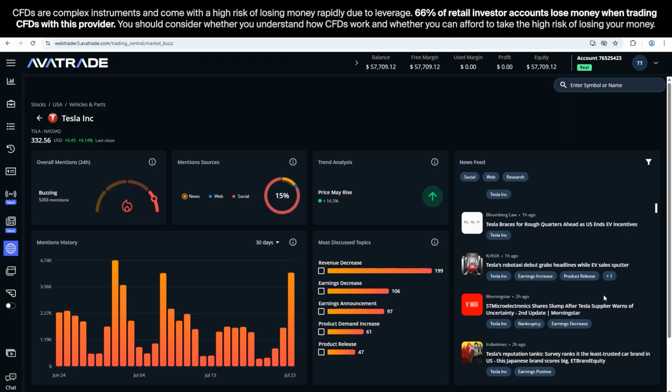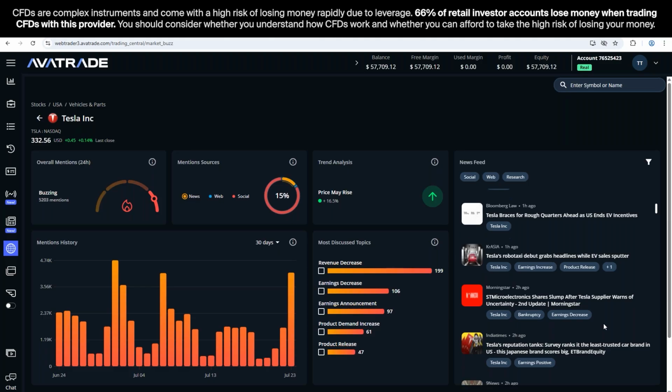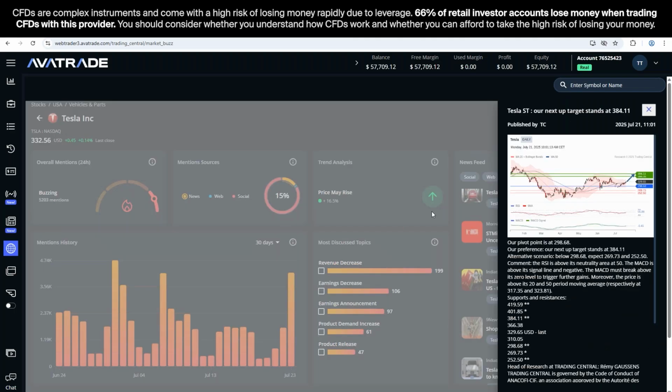So you can start to read on what's going on here. Tesla's reputation tanks. Survey ranks it least trusted car brand in the US. That's bad news. In the US market, Tesla's the least trusted car brand now, according to this survey. So as I read these articles, this is an example where the fundamental news that's come out in the past several hours kind of tells me that's not my first choice to follow this technical signal.